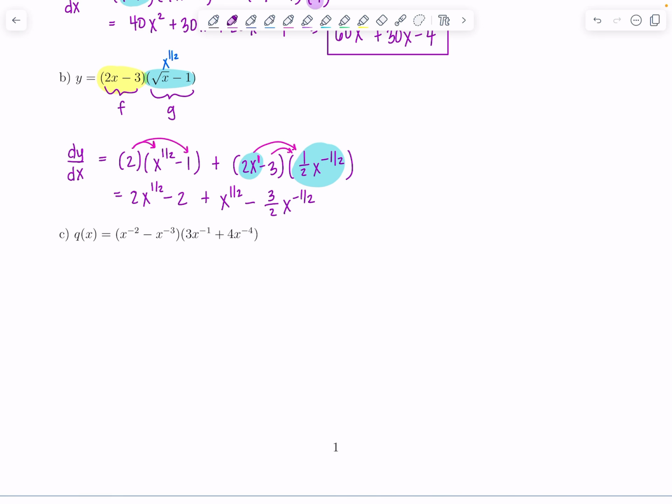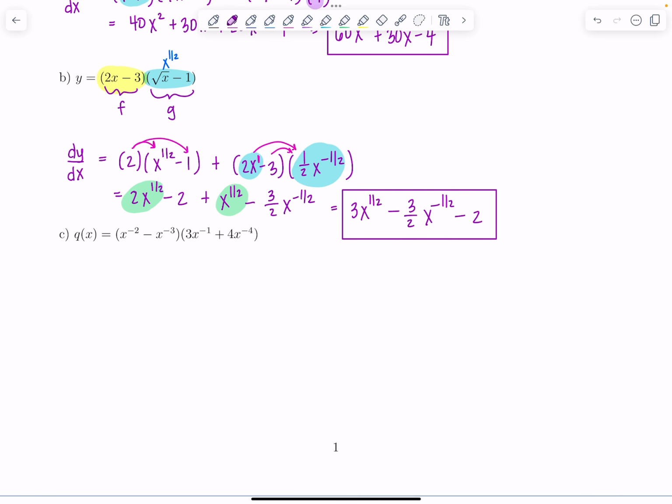Okay, can we combine any like terms? Yes, notice 2x to the 1/2 and x to the 1/2, those are like terms. So I can add those together, just the coefficient, don't touch the exponent. So it'll be 3x to the 1/2, then minus 3/2 x to the negative 1/2 minus 2. Now this is a nice way to leave your answer just in case you're going to take another derivative, like a second derivative, which we haven't done yet, but that's coming up.